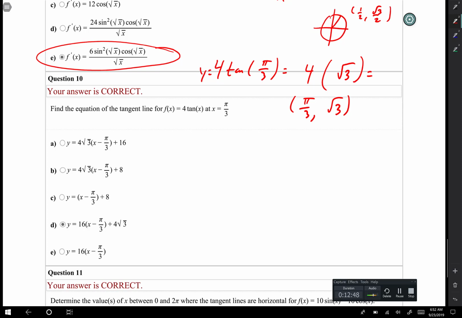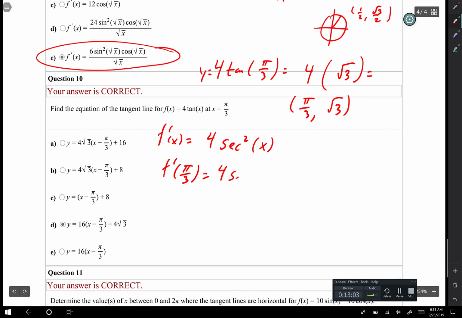So how do we get the slope? Like this. We take a derivative. So derivative of tan is secant squared. And now if I want the value of that slope, I'm going to plug in pi over 3. 4 secant squared of pi over 3.